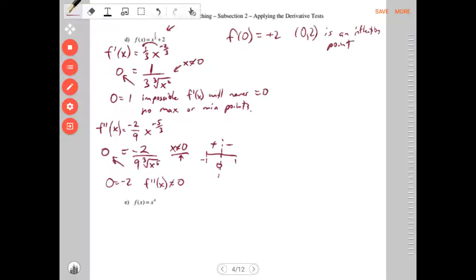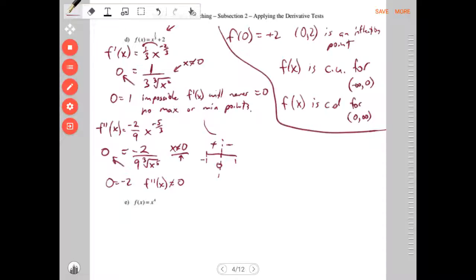There are regions of concavity. Positive is concave up, so f of x is concave up for negative infinity up to 0, and f of x is concave down for 0 up to positive infinity. Remember we've already decided that there are no maximum or minimum points, so that is all we've got. I know that's a weird one, but that's okay.